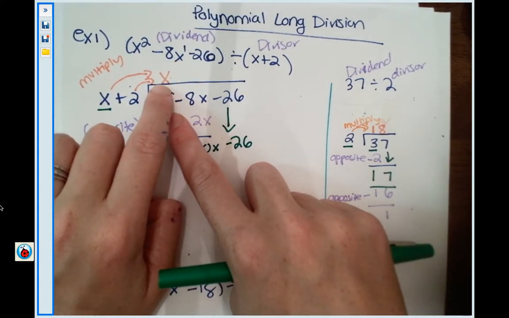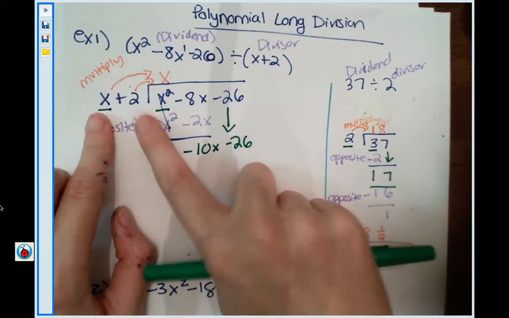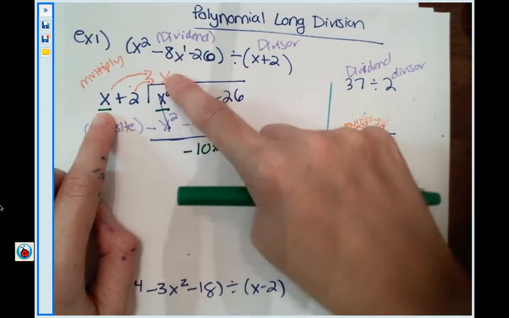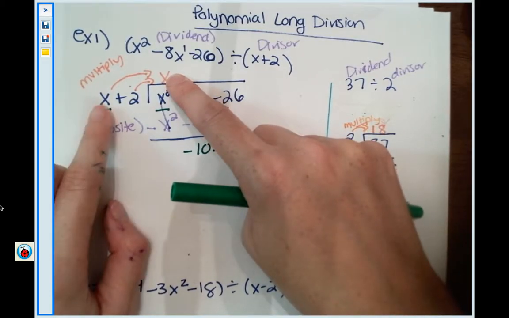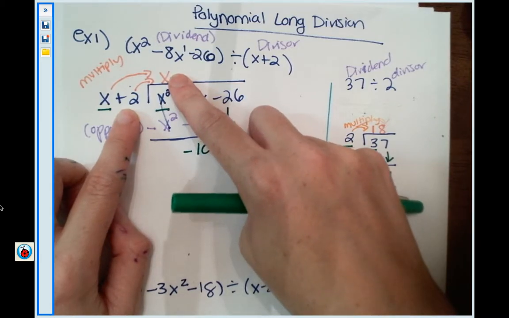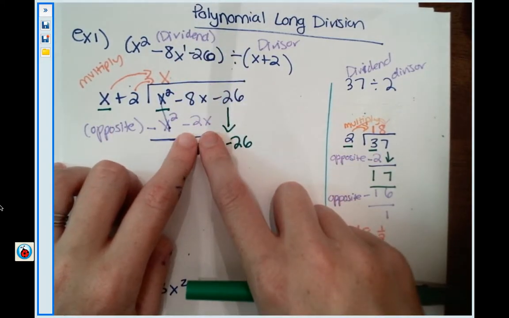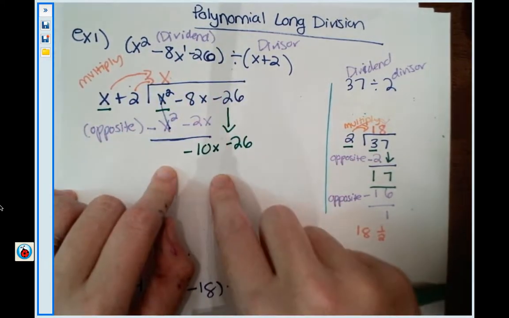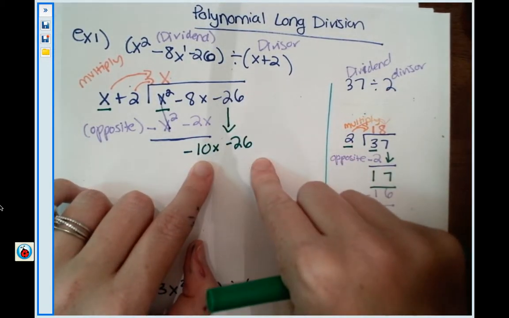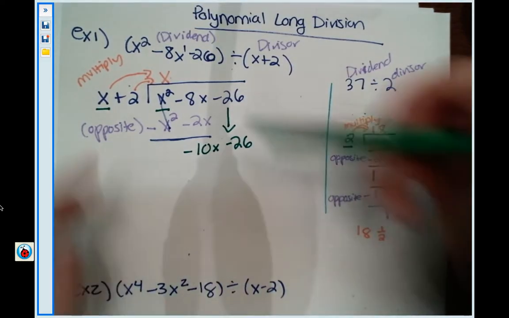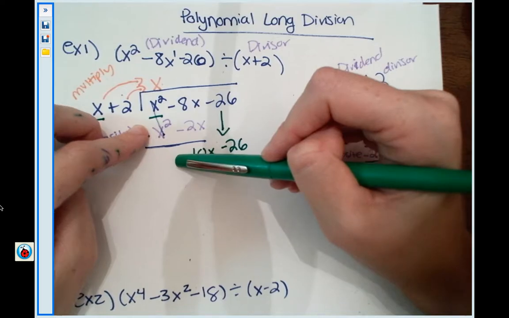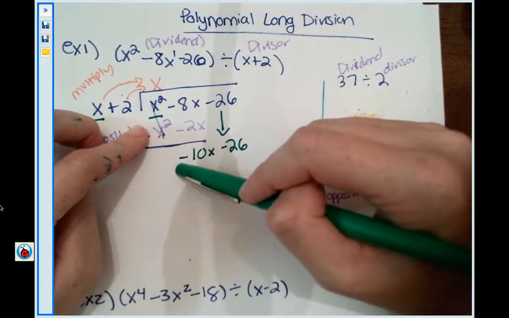Then what I did, I multiplied both of these numbers to the x, but I wrote the opposite down here. So x times x was x squared, but the opposite of x squared is negative x squared. And 2 times x is 2x, but the opposite of 2x is negative 2x. And then I added down, that canceled out, that was negative 10x, and I brought the next number down. Now, something you should notice, this first term should always cancel out. If it doesn't cancel out, you need to rethink what you did.